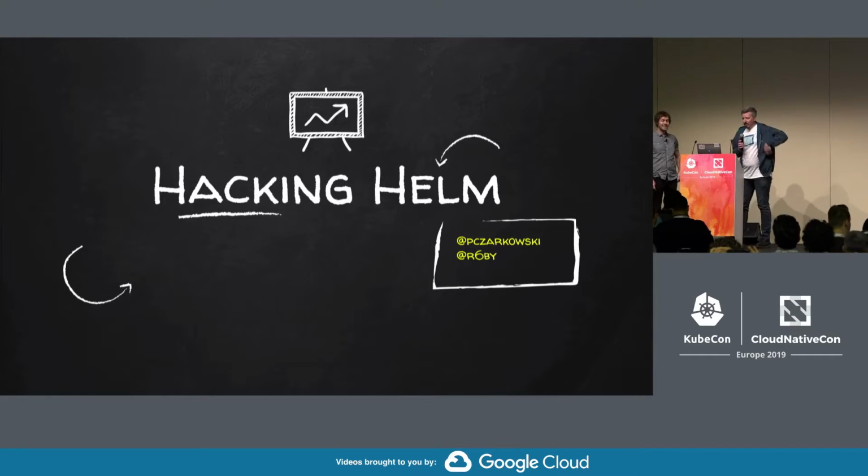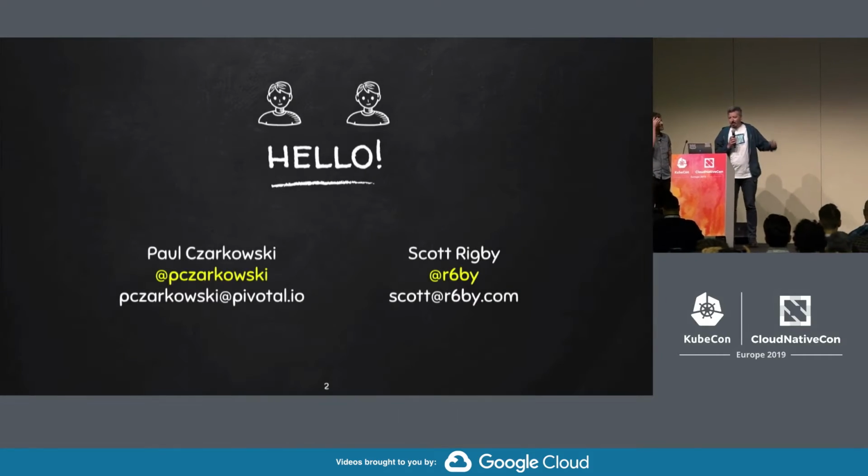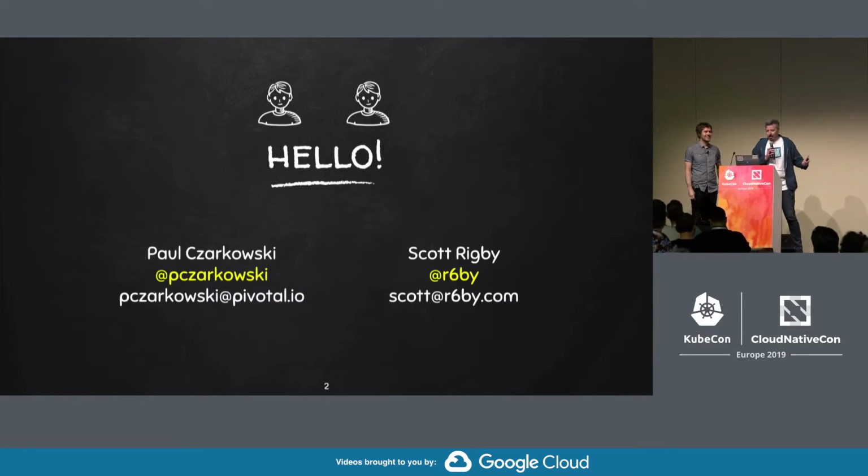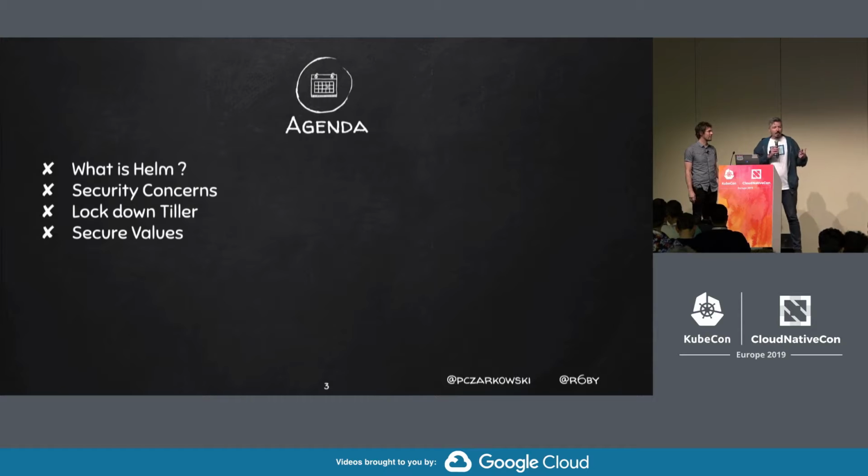Hi, everyone. So we'll kick it right off. So we are indeed Paul and Scott. I work at Pivotal, where I'm a developer advocate, and Scott is a DevOps engineer. Yep. Cool. That's me. So we're going to talk about Helm, obviously, and really talking about the security of Helm. So kind of a rough idea of what we're going to go through up on the board there.